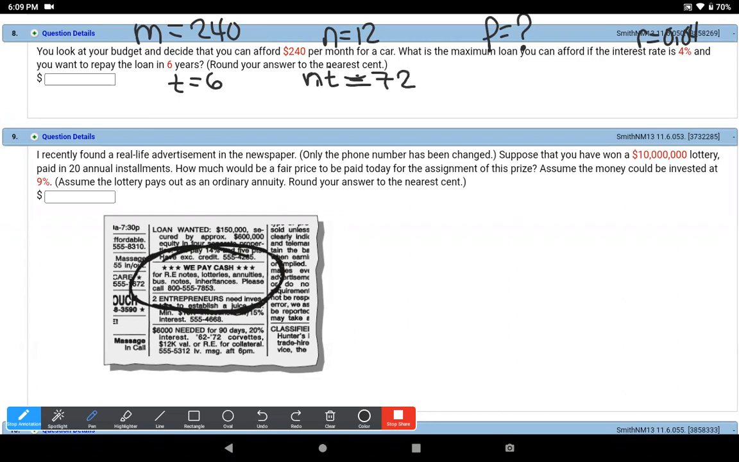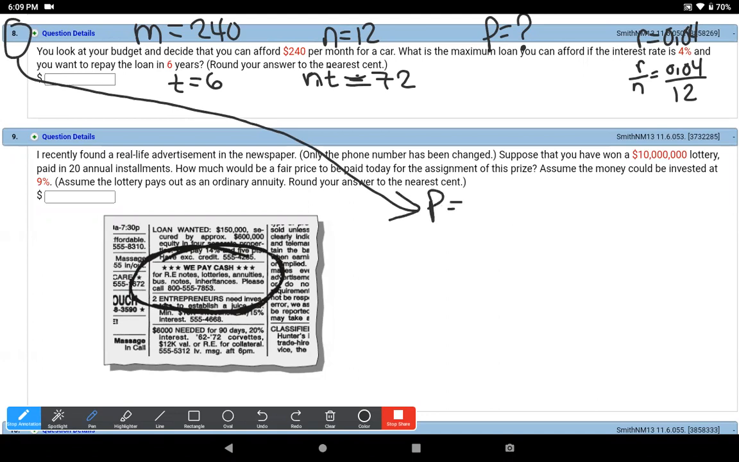And what else do we need? Let's see, we might need R over N. That's 0.04 divided by 12. Let's see if that's something decent. No, so we'll just leave it in fraction form. Okay, so for number 8, I'm going to use this space down here and use our formula.